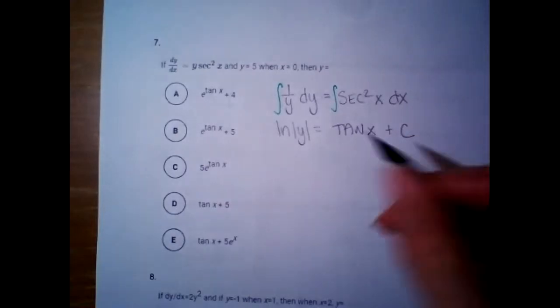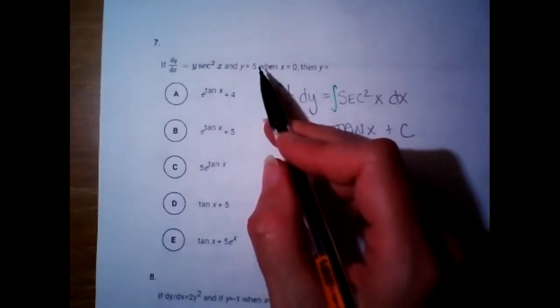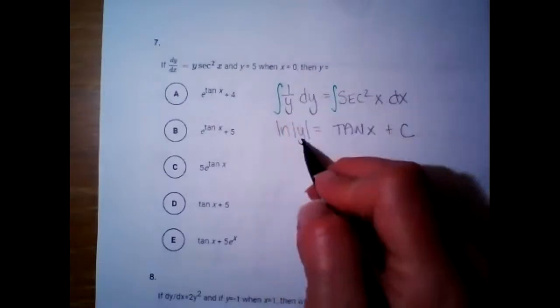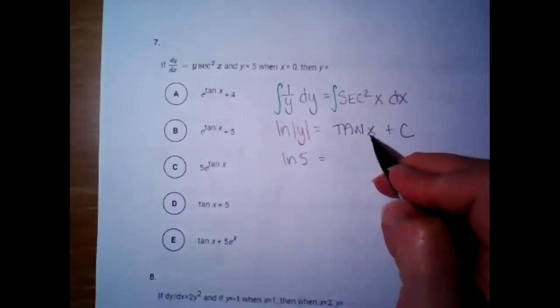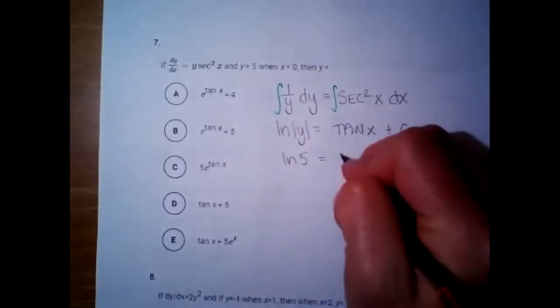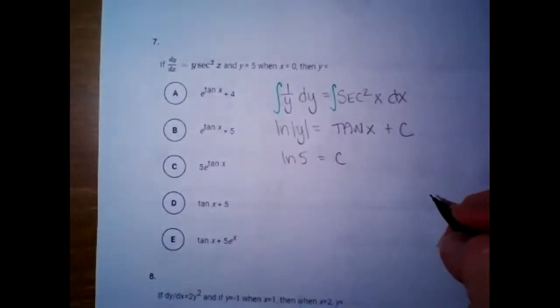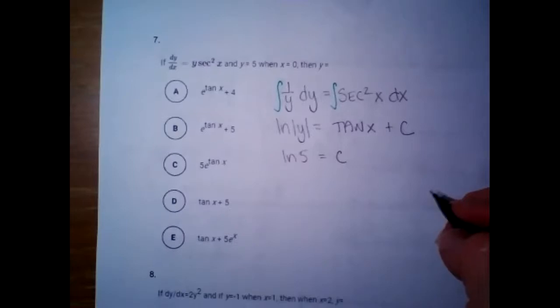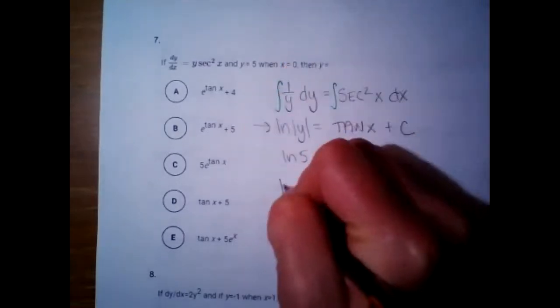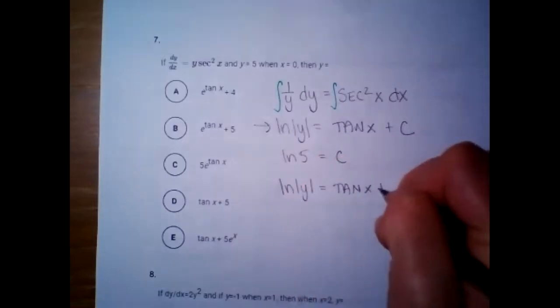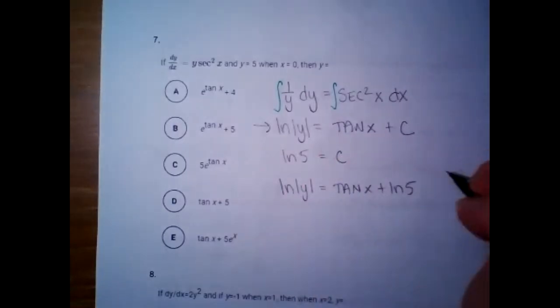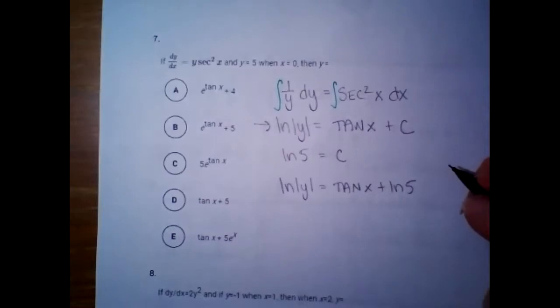Or if you want to think of it as the derivative of tangent is secant squared, we're just doing that backwards. All right, so then they give us y is 5 when x is 0. So if y is 5, we're going to get ln of 5. Tangent of 0 would just be 0, and then plus c. So ln of 5 is our c value. I'm going to recopy this step, except instead of c, I'm going to put ln of 5.